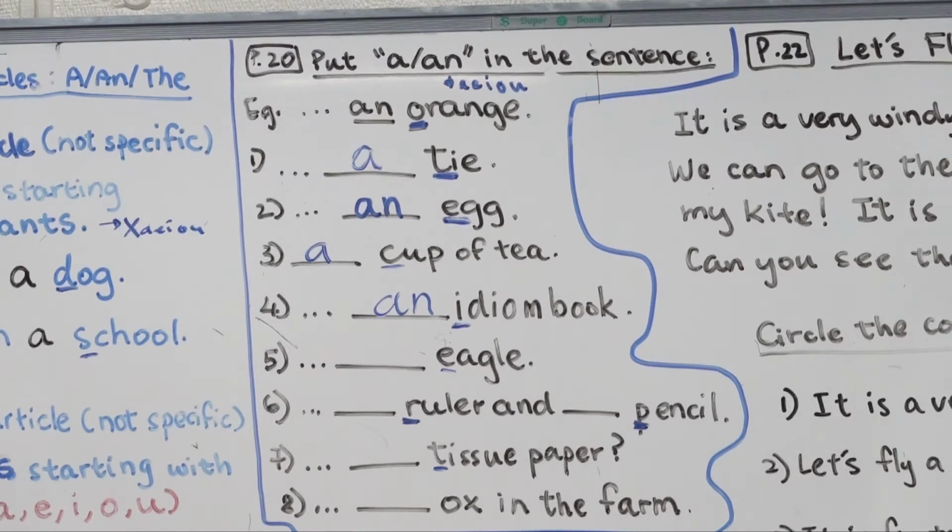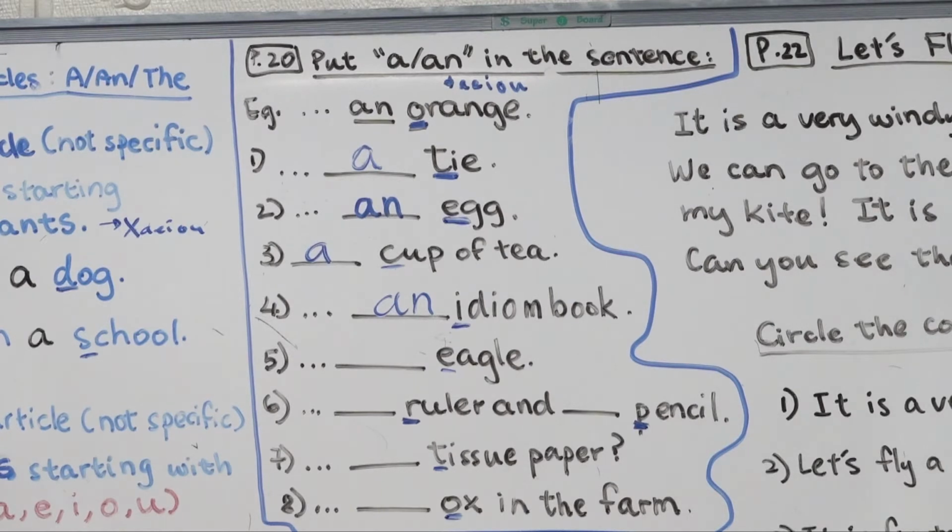Number 8. There is blank ox in the farm.